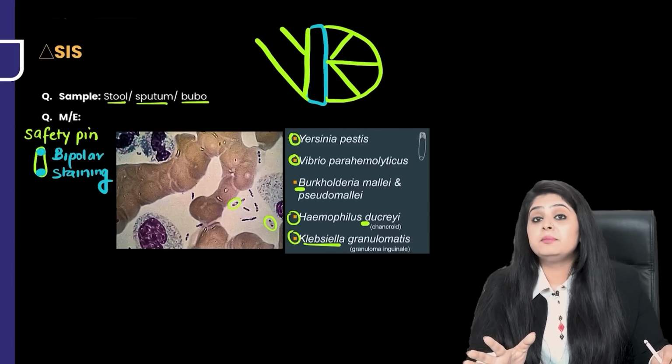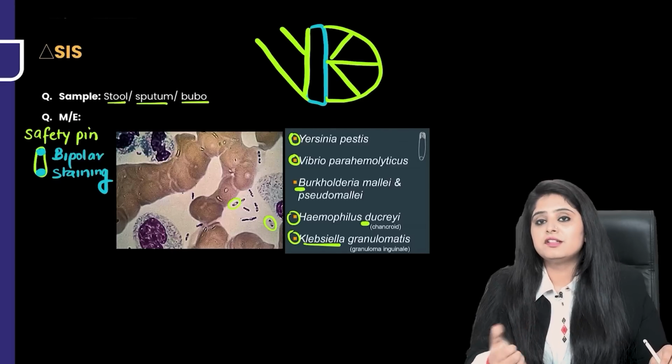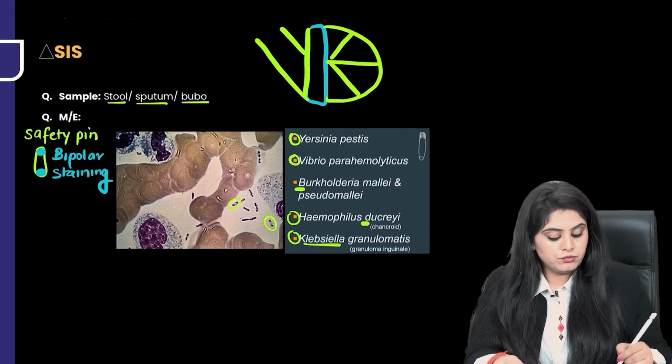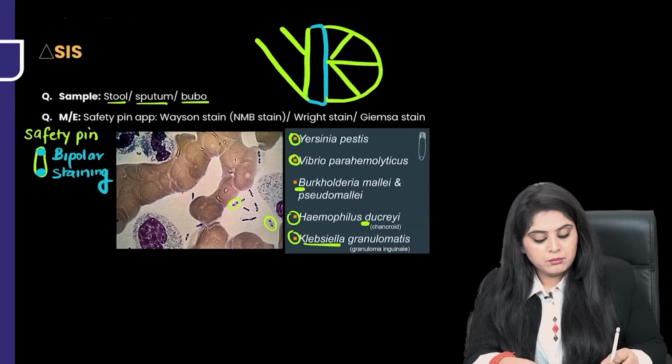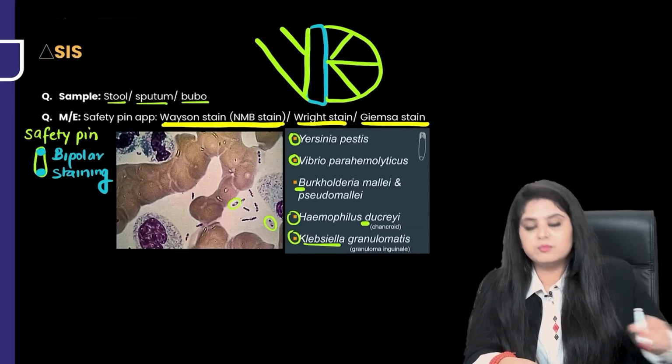These all show you the safety pin appearance, but now the question comes, what is the stain used for knowing this safety pin appearance? Most importantly is the Wayson or the new methylene blue, also the Wright or the Giemsa stain.